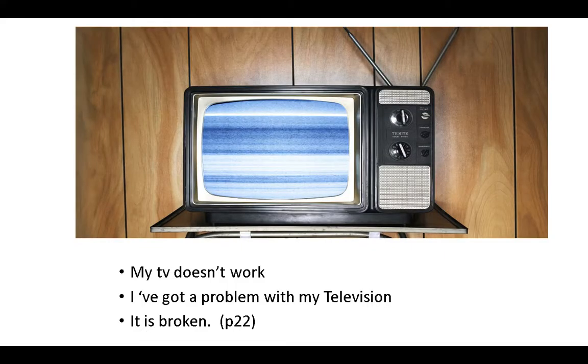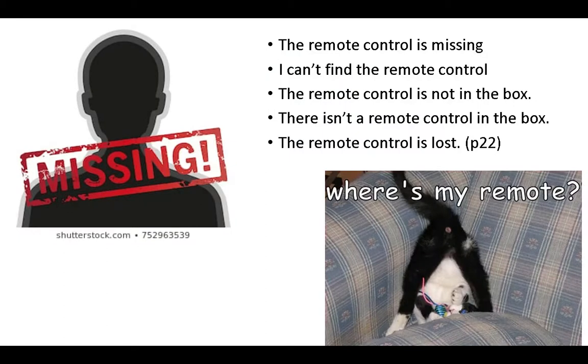Now, when you say that my television is broken, it doesn't mean that it's literally broken, right? Like it's shattered in pieces, no. It means that it doesn't function correctly. So you say my cell phone doesn't work, my computer is broken. Again, it's not literal. It just means that you have a problem, okay? Let's have a look at the second one.